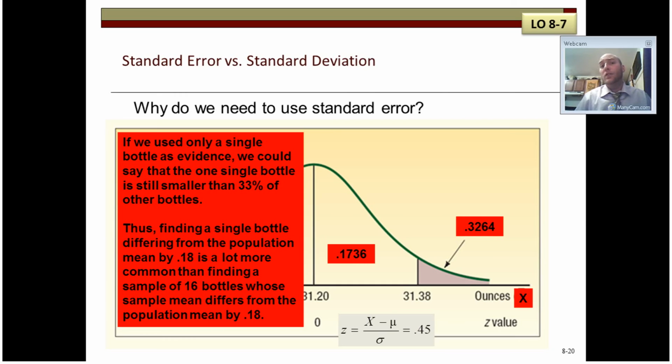That means in order to get that, you'd have to find probably 16 bottles, all of which were overfilled, all of which were over 31.2 ounces. Some of them have to be greater than 31.38. Some of them have to be less than 31.8, but they all are probably going to be greater than 31.2. To find a bunch of bottles that got overfilled, that's less likely than finding one that got overfilled.